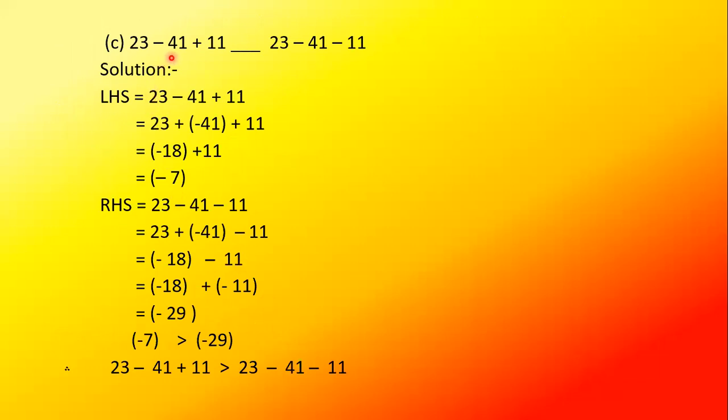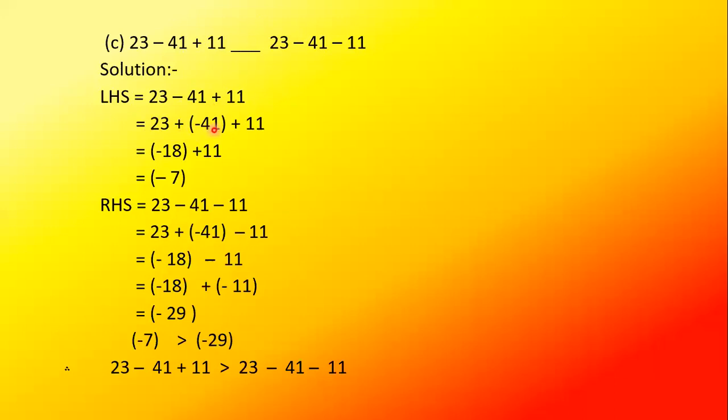23 minus 41 plus 11 is given in the LHS and the RHS is given 23 minus 41 minus 11. You have to solve each part and see which part is greater. Accordingly, we can put the sign. LHS: 23 minus 41 plus 11. Now instead of subtraction, we will do the addition of the additive inverse. 23 plus -41.